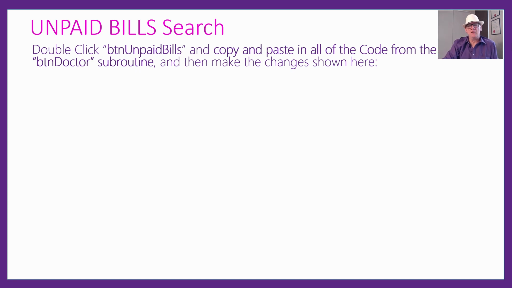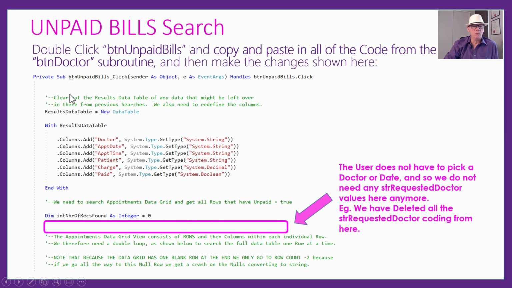So unpaid bills, again, just go to your BTN doctor subroutine, double click on the button unpaid bills, go to the subroutine, copy and paste all the code in, and we've just got some changes to make. Now, because we're not worried about a particular doctor name or a date, we can just take all that stuff out that was doing the string requested doctor. So that's all been removed from here, where it used to be in this code, for when we're doing BTN unpaid bills. So we've copied all the doctor code in here, just not for doctor and date, but just doctor code.